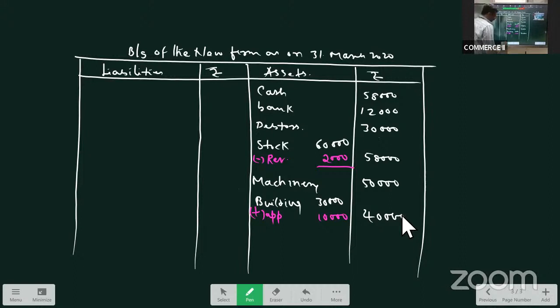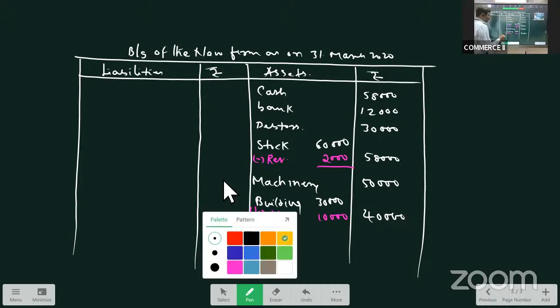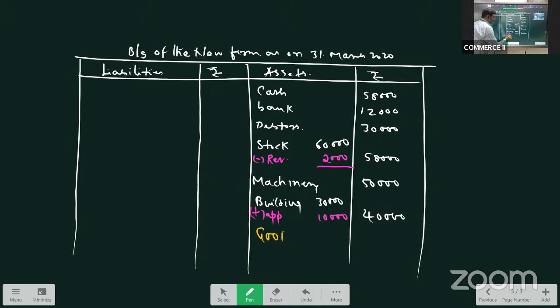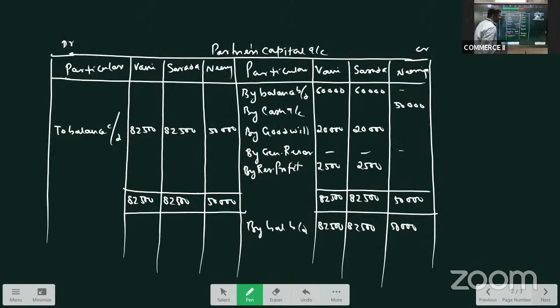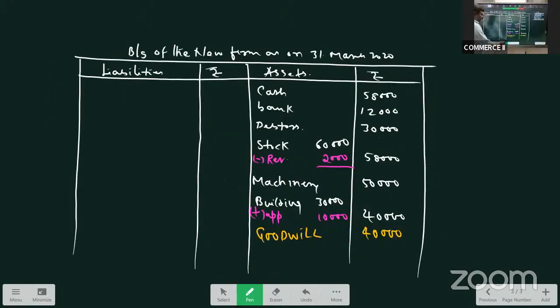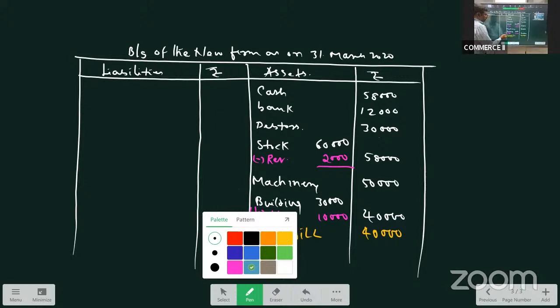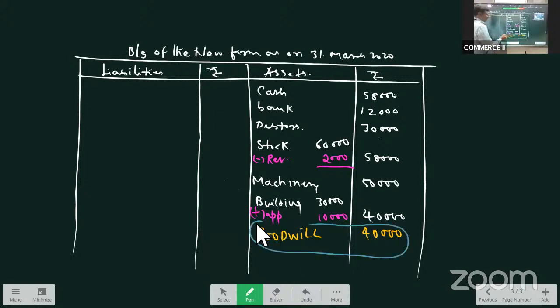Anything else? A very important thing you should write here is goodwill. How much? 40,000. Sir, why are we writing goodwill here? I told you, when we prepared the goodwill account, it was showing a debit balance. Since goodwill is showing a debit balance, it will appear in the balance sheet on the asset side. So remember, whenever goodwill is valued by this method, the total goodwill of the firm has to be shown on the asset side.